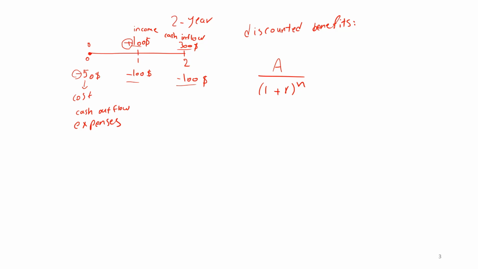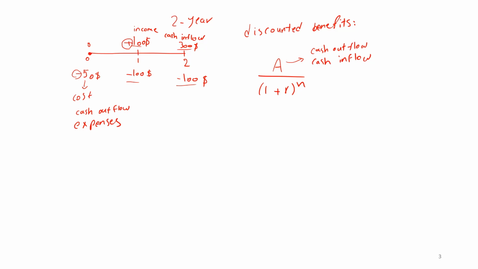So what is A here? A here is cash outflow or cash inflow. It means you should put these numbers: 0, $100 or $300. If it's cash inflow, it should be positive. If it's cash outflow or cost, it should be negative.